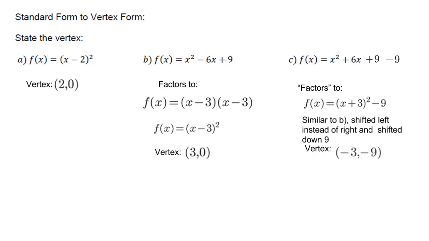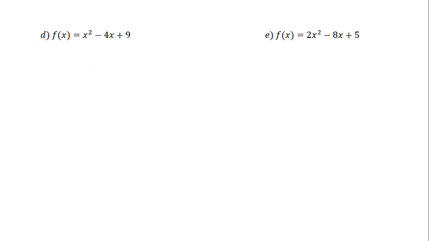And the vertex here is negative 3, negative 9. Okay? Two more. So we look at this one, and the plus 9 does not allow it to factor nicely like that. So what we do is we talk about completing the square.